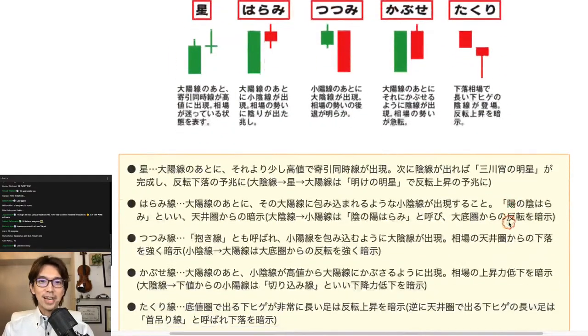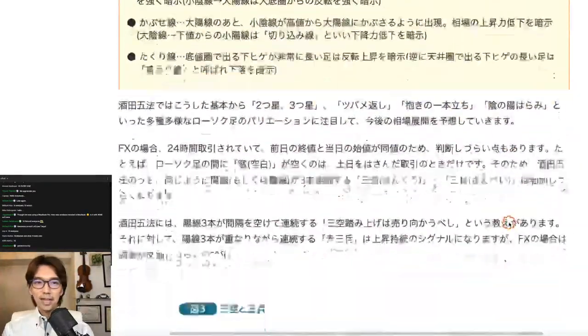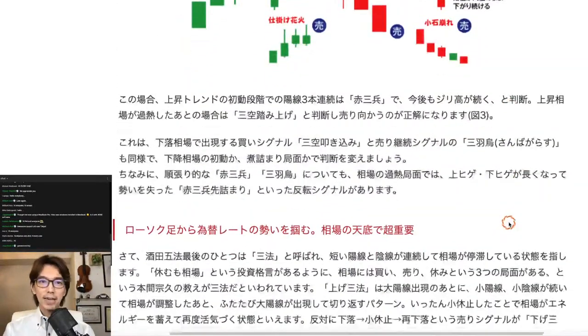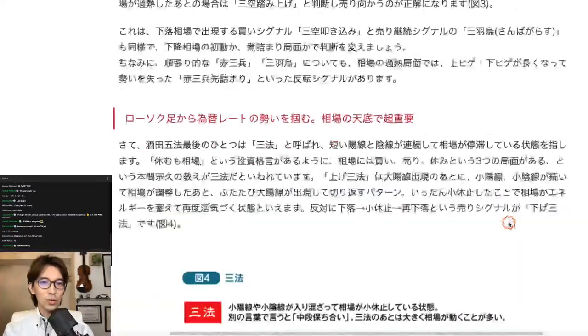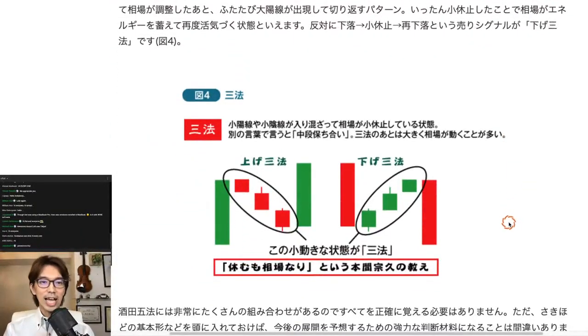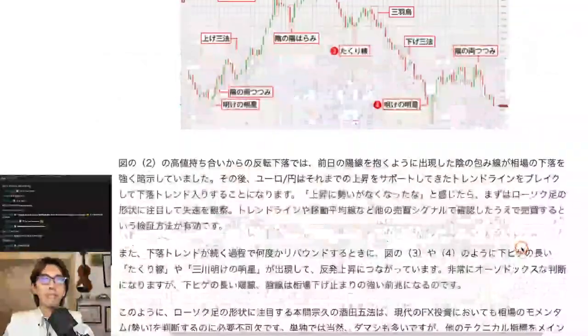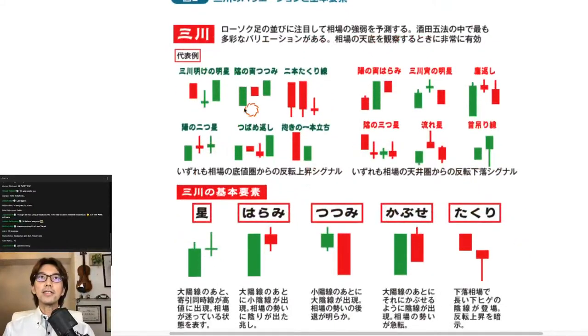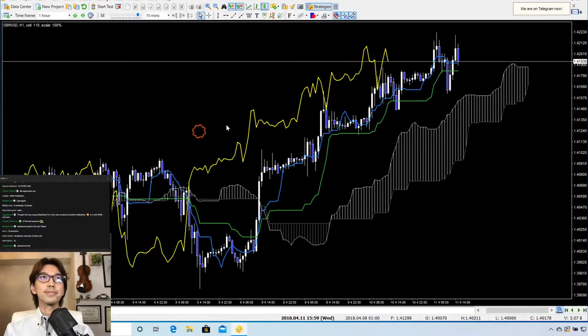I've seen lots of explanations in English, of course, but I thought it would be nicer to introduce these in Japanese, because I am a Japanese forex trader, and these were originally created in Japan. So I will talk about some of these patterns that might be reversals today. So let's get started. Let's go to Forex Tester 4.